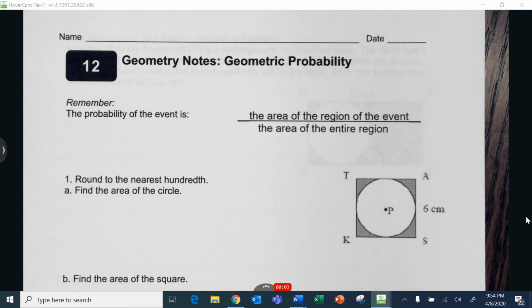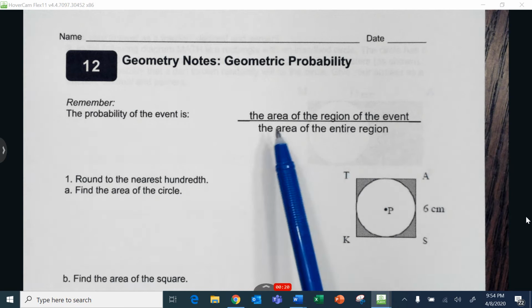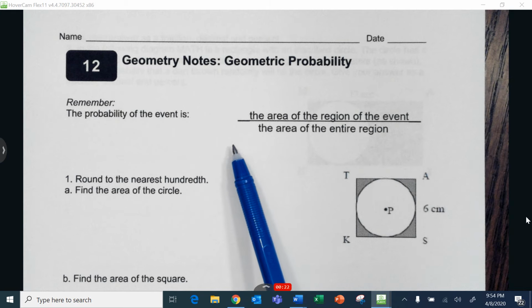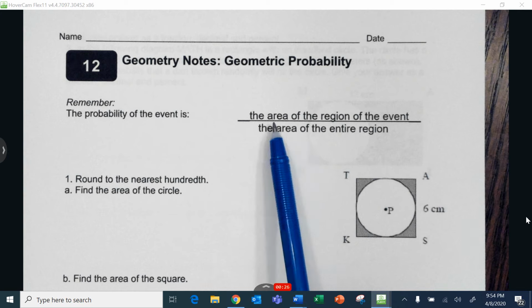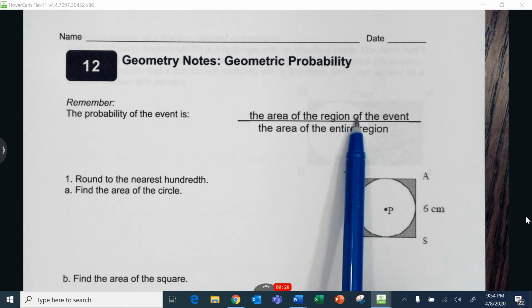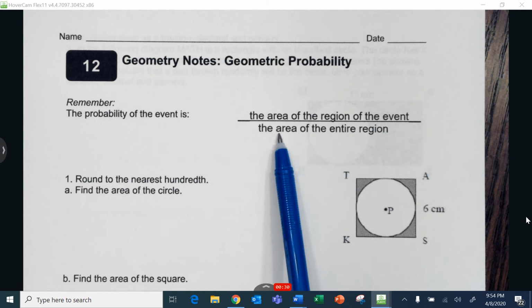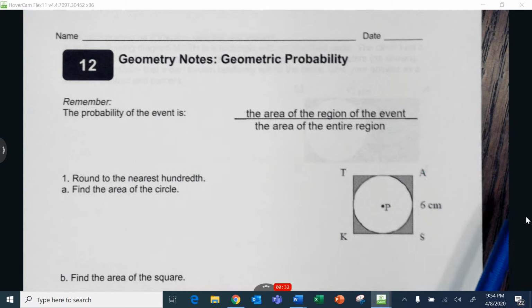Okay, we are going to review probability, and we're going to do it while reviewing formulas for area. This is called geometric probability. Remember, to find probability, you put the number of successes over the number of possible in the entire event. So when we do geometric probability, you're going to see we're going to have pictures, and we're going to put the area of the region of the event, and we're going to divide that by the entire area.